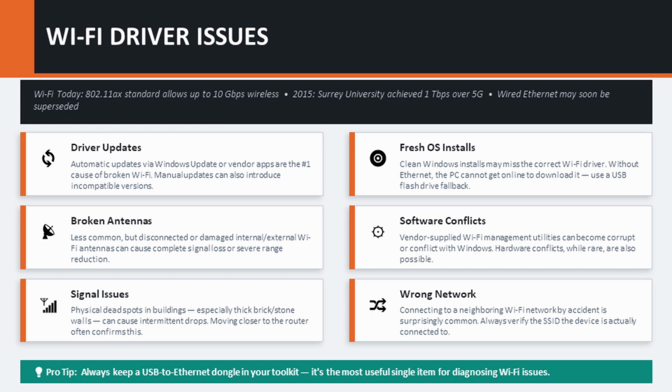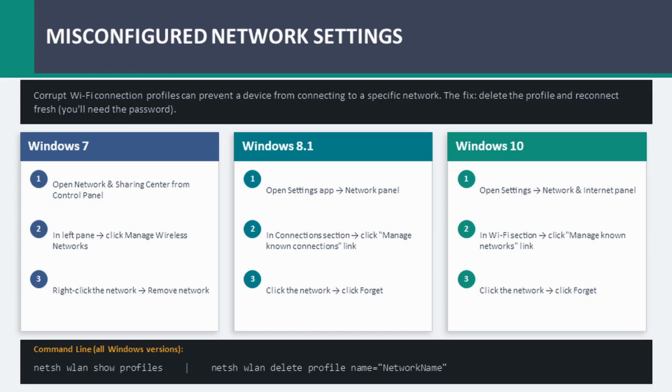The single most valuable tool for diagnosing any of these problems? A USB to Ethernet dongle. With wired connectivity, you can download the correct driver, reset network settings, and rule out the wireless hardware entirely. Another very common cause of connection problems is a misconfigured or corrupted network settings profile.